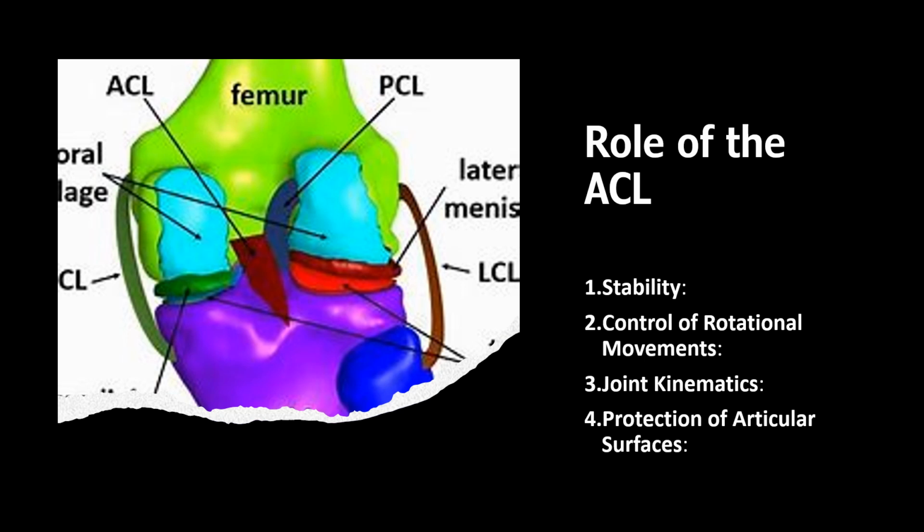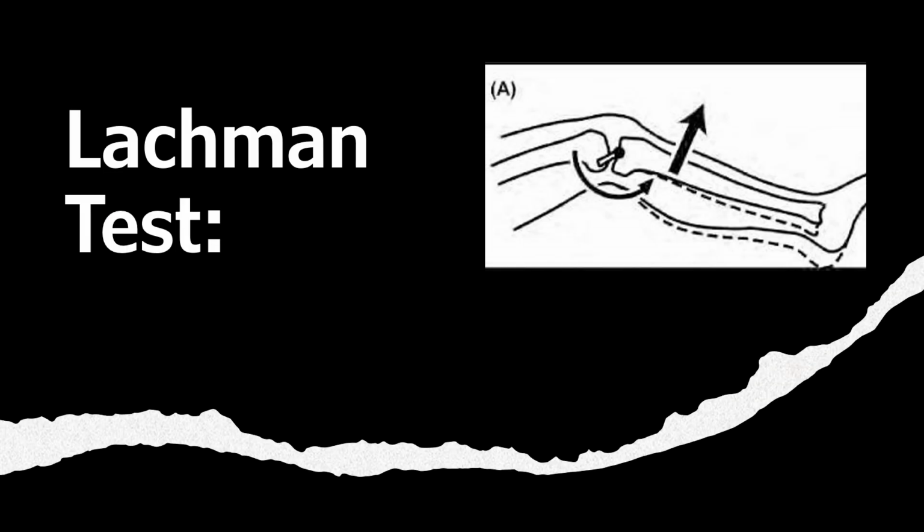So joint kinematics. The ACL helps maintain proper alignment and kinematics of the knee joint during various movements. It works in conjunction with other ligaments, muscles, and soft tissues to ensure smooth and coordinated motion while reducing stress on the joint structures. Protection of articular surfaces. Now, by stabilizing the knee joint, the ACL helps protect the articular surfaces of the femur and tibia from excess wear and tear. Proper ACL function reduces the risk of joint degeneration, cartilage damage, and other long-term complications associated with knee instability. So let's start off with the Lachman's test.